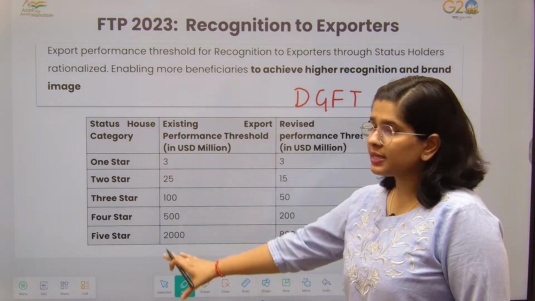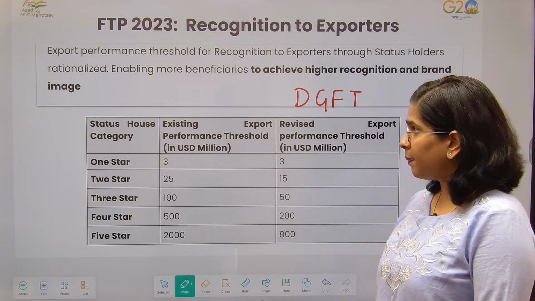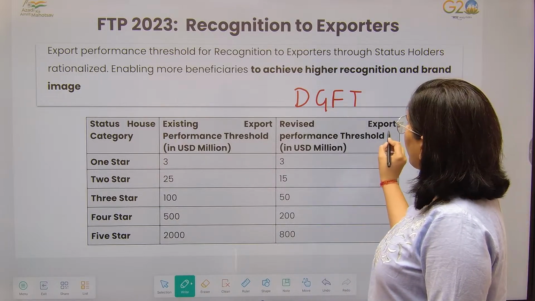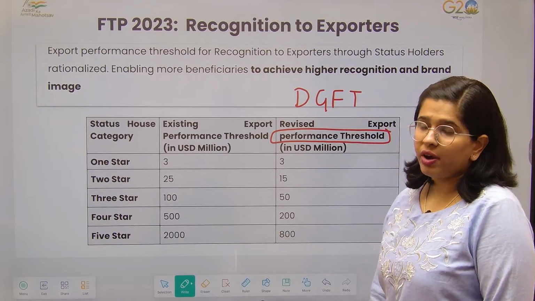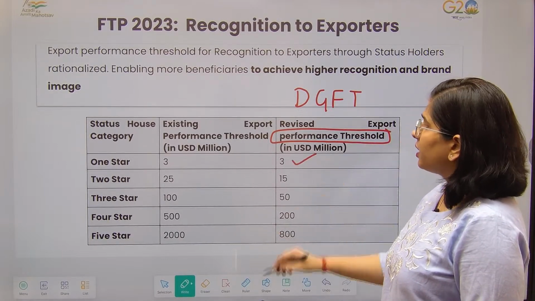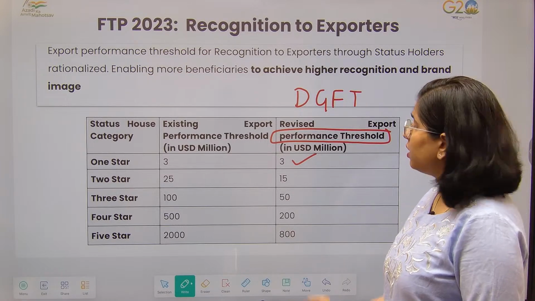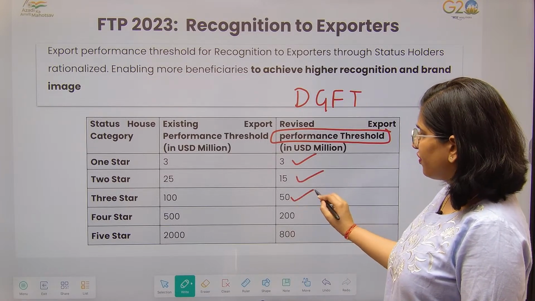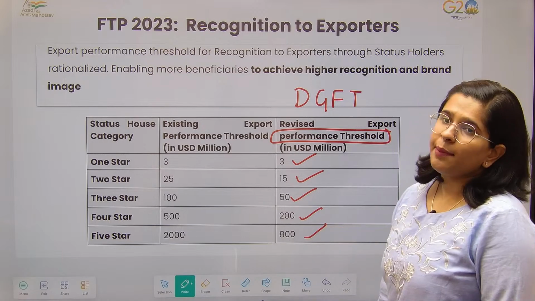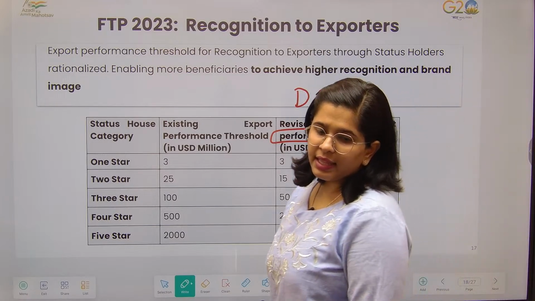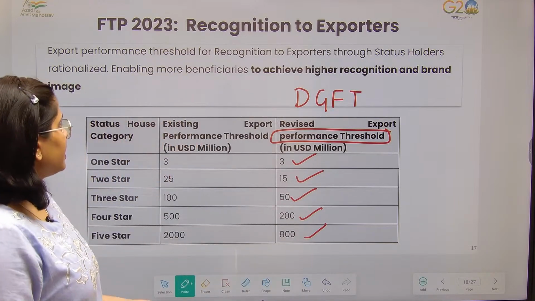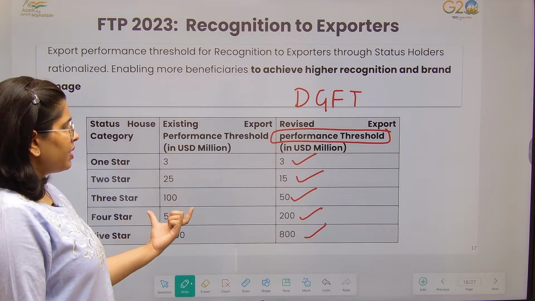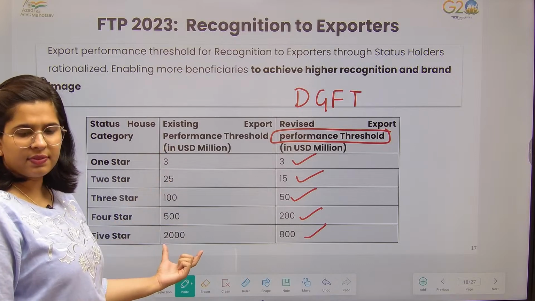Now on what basis are these star ratings dependent? They are dependent on the performance. What is the export that you have done? If you have done 3 million US dollar, 15 million US dollar, 50, 200, 800 million US dollars, then these are the ratings that have been provided. Earlier, see, the existing performance thresholds were like this. These were quite high.